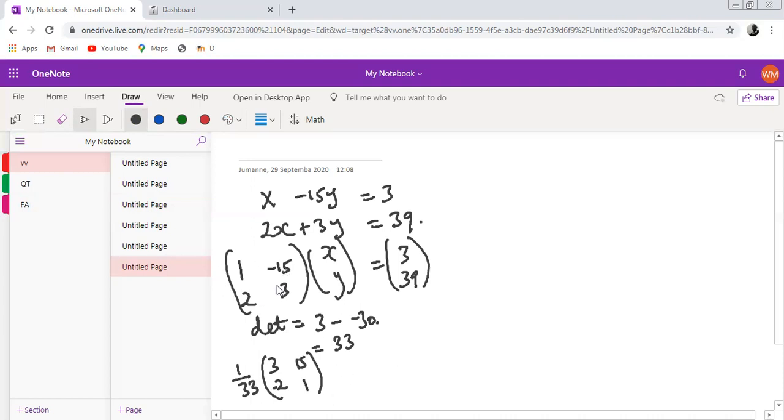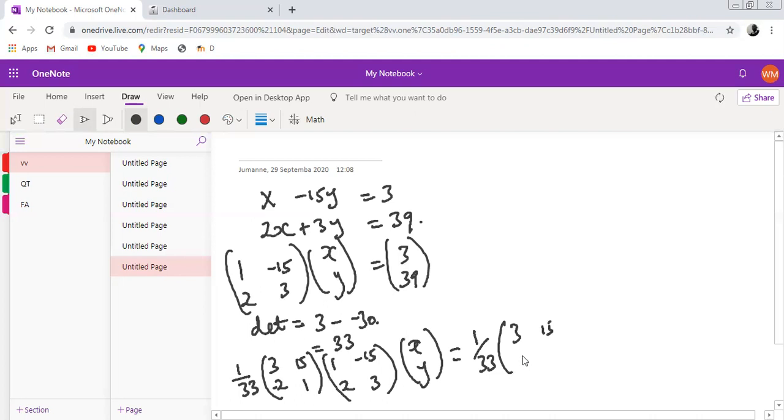Then you multiply by the original matrix that was there, which is 1, negative 15, 2, 3, times xy, our unknowns. They should give us what? Make sure it starts on the other side. So we have 1 over 33 into 3, 15, negative 2, 1. The inverse must multiply each side. The same way it appears first here, it should also appear first here. And then we have 3 and 39.